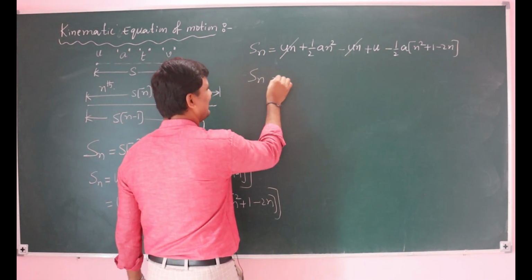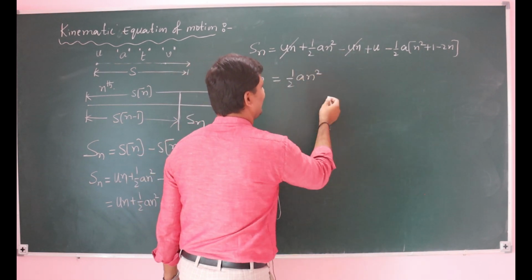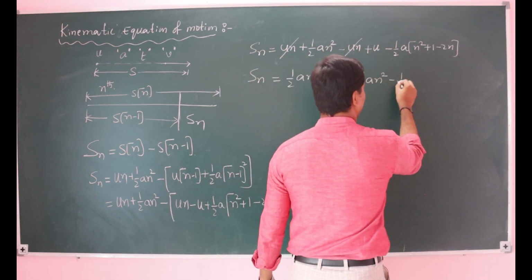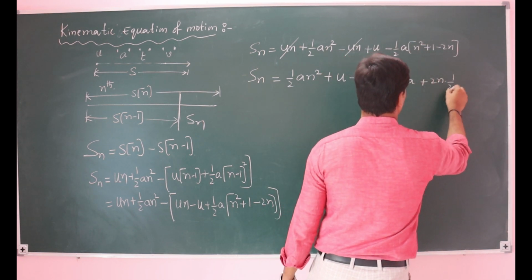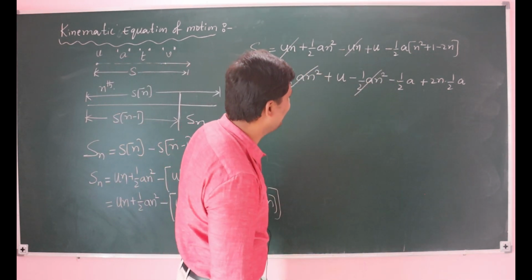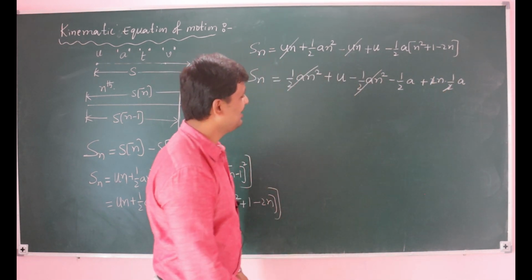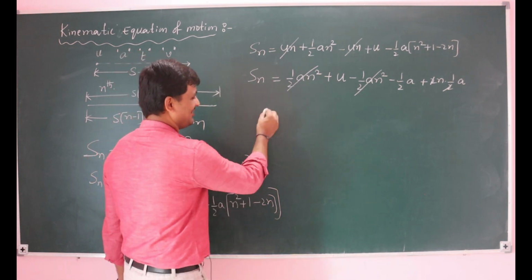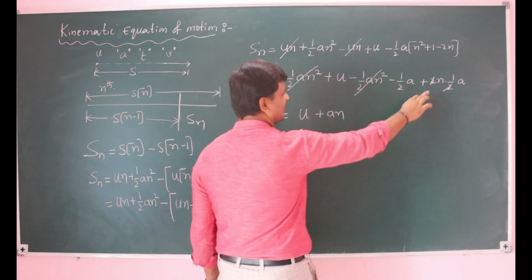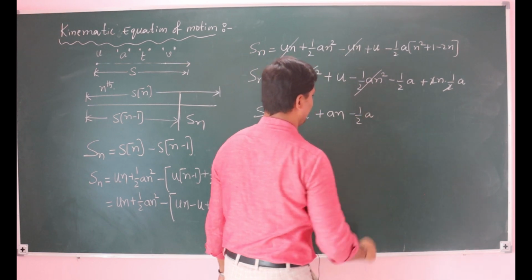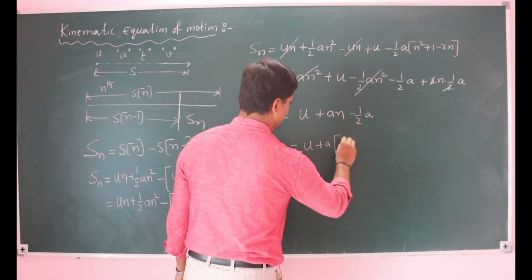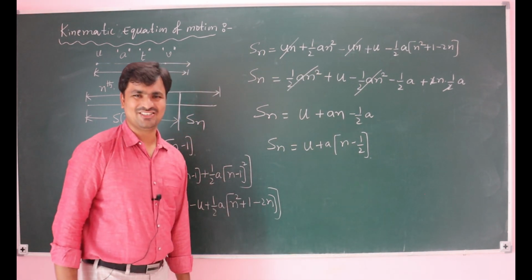Next, write one more step. Sn is equal to half a n square plus u minus half a n square minus half a plus 2n into half a. Half a n square cancels, and the 2 cancels. Is there anything else? No, that's all. So then Sn is equal to u plus an minus half a. You can take a common, then u plus a into (n minus half).